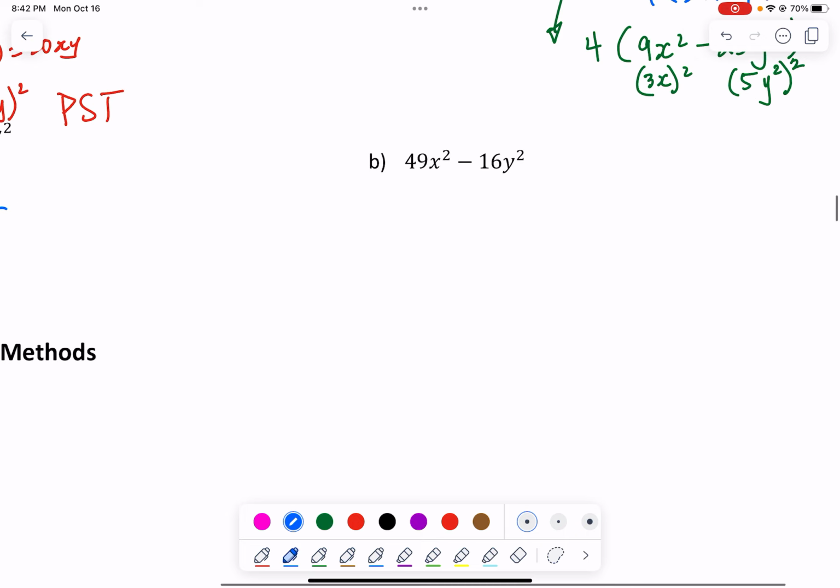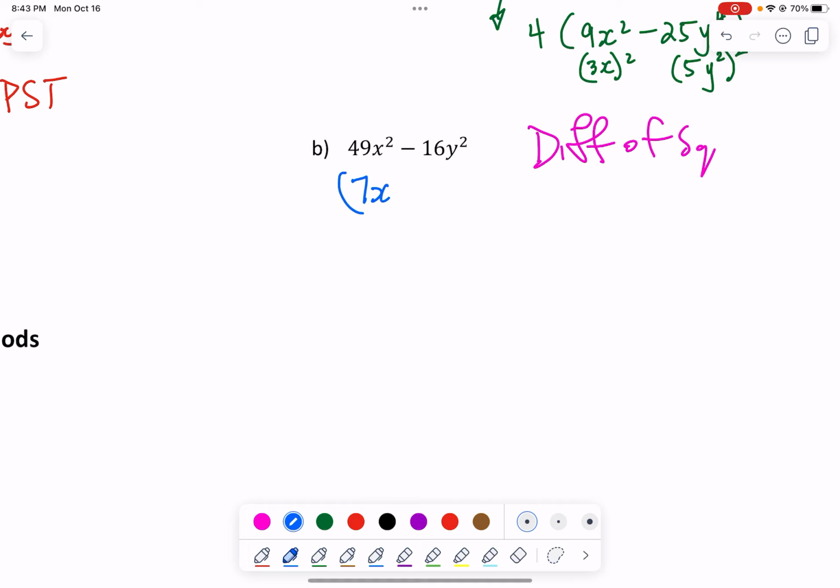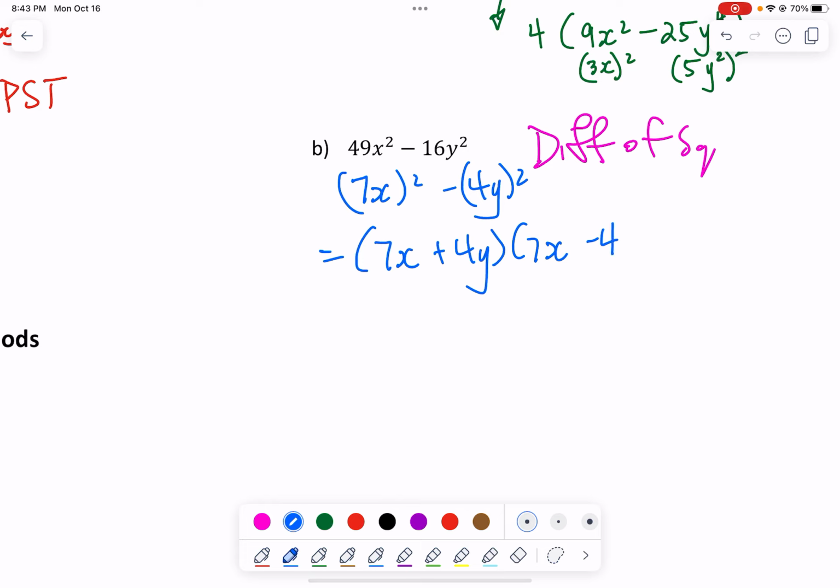And if you're ever not sure if you got the right answer, you can always distribute and make sure you did it right. This one, another difference of squares. So in this case, we have 7x all squared minus 4y all squared. So that's going to be 7x plus 4y, 7x minus 4y.